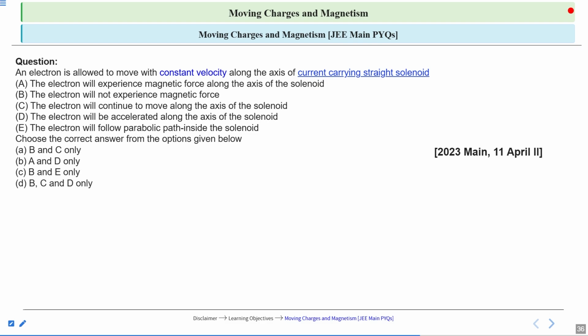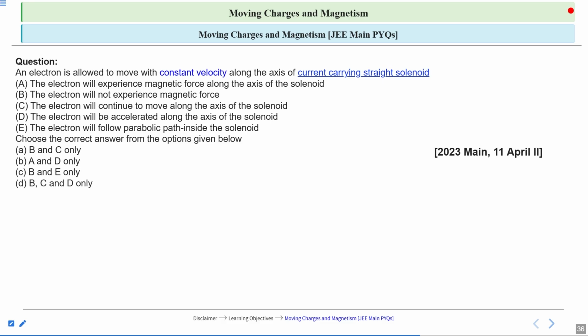Okay. Next question. An electron is allowed to move with constant velocity along the axis of a current carrying straight solenoid. So in the current carrying straight solenoid, the direction of magnetic field is along the axis. The electron is also allowed to move along the axis with constant velocity. The electron will experience a magnetic force.